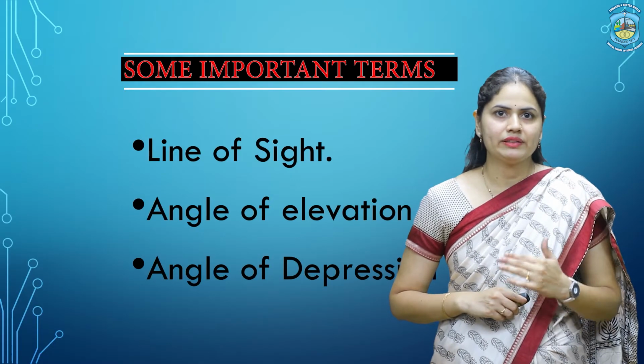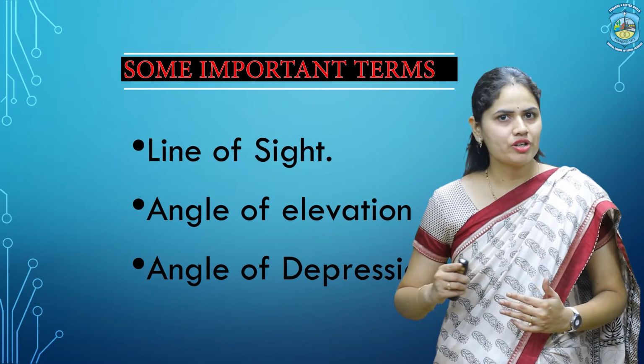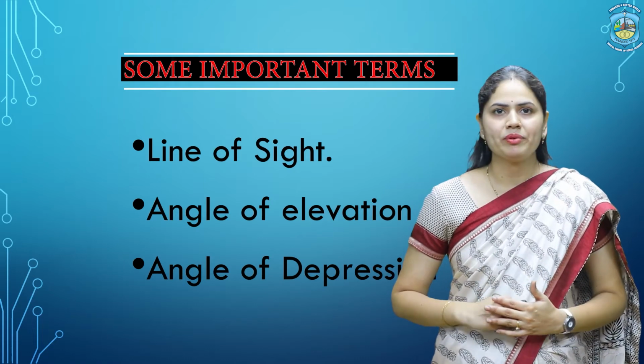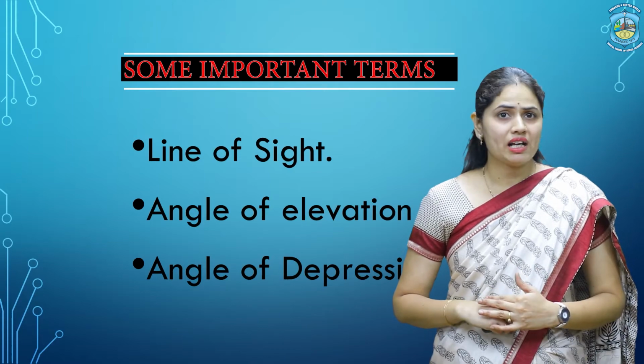We have some important and basic terms which are used to solve the questions of height and distance. They are line of sight, that is also called line of vision, angle of elevation and angle of depression. These are the terms which we should know to solve the questions of height and distance. So let us start with the line of vision, or line of sight.